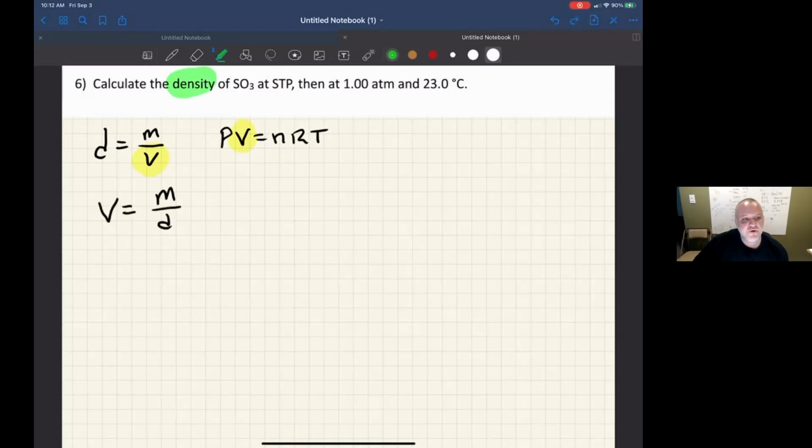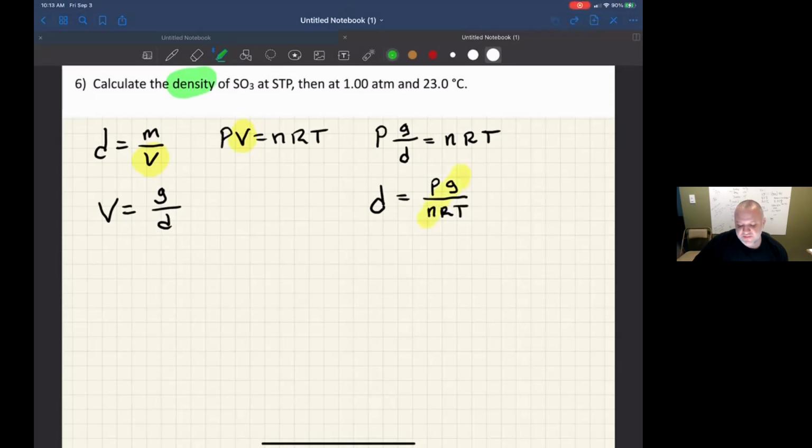V equals mass over density. And then let's go ahead and change mass to grams. You're going to see why I did that in a second, because it's going to come out to be something that's familiar. So instead of M for mass, I'm going to use G for grams. All right, so let's go ahead and replace it. PV equals G over density, and that equals nRT. Let's solve for D. So if I solve for D, I get pressure times grams, pressure times mass, divided by the number of moles times R times T.